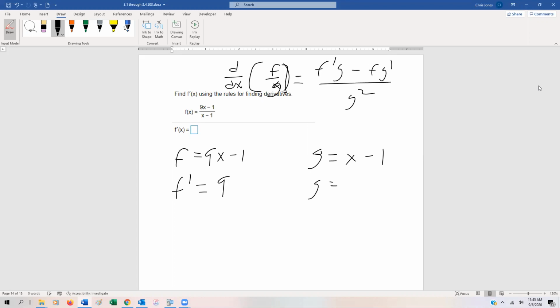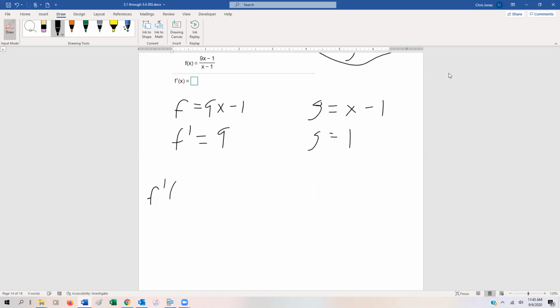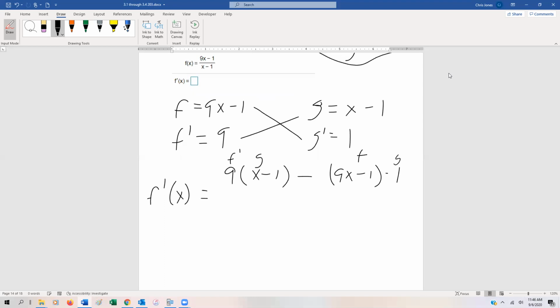Now we know the derivative of 9x minus 1 is just 9. The derivative of x minus 1 is 1. And so what we can do is now substitute it back into this formula and then simplify. All right, so f prime of x, we're going to do f prime g minus f g prime. So that's going to be 9 times (x minus 1), so that's f prime g, minus (9x minus 1) times 1, so that's f g prime. And then we're going to divide that by g squared, which is (x minus 1) squared. So this is our g squared in the formula.